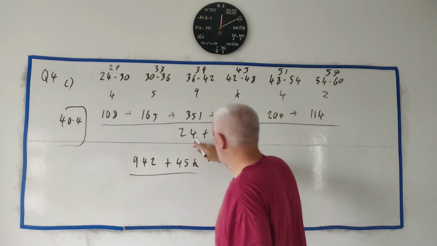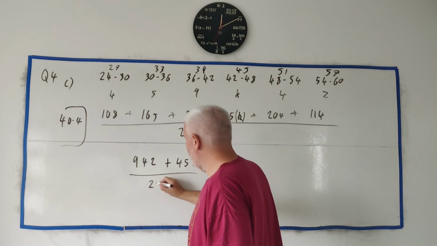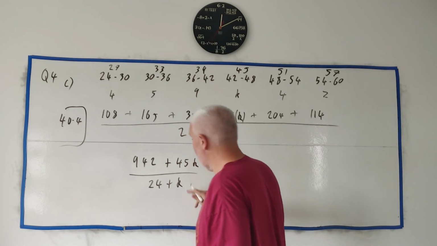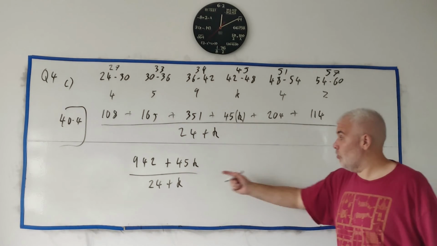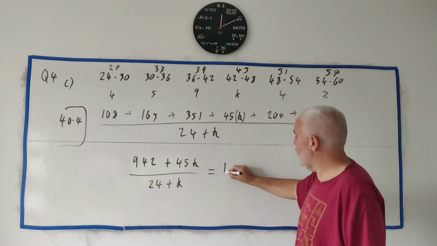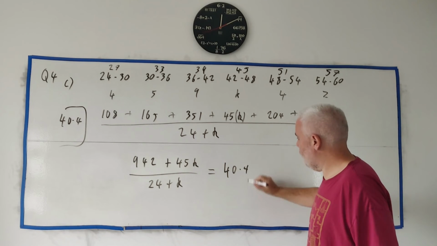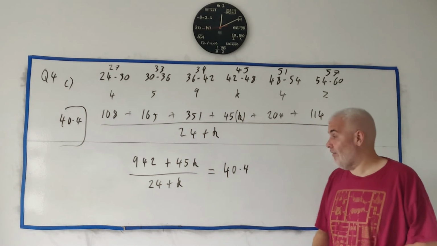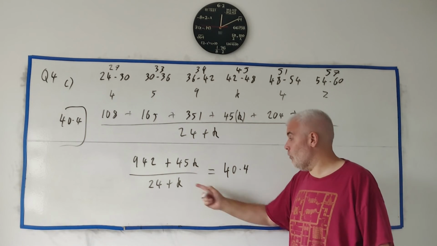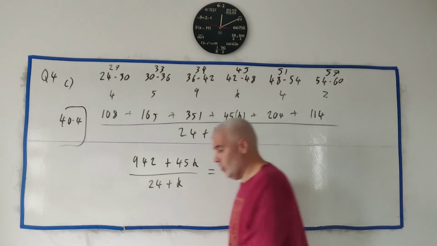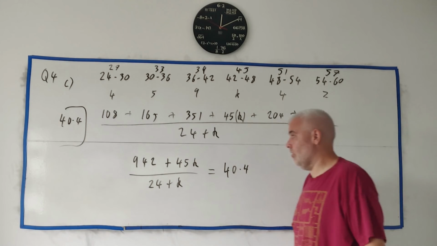45k on the bottom. Well, I already added that up, didn't I? I get 24 plus this unknown k. But I do know the answer. I know the answer is equal to 40.4. And at this point, we have an equation with only one thing we don't know, the k. So we should be able to go ahead and solve this.